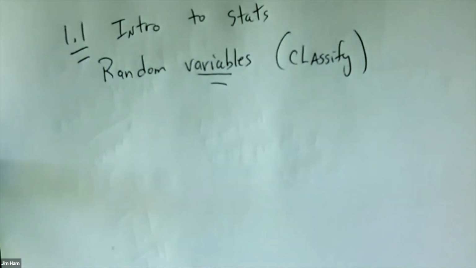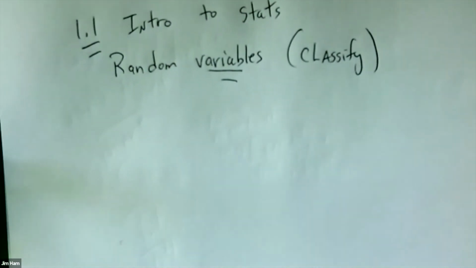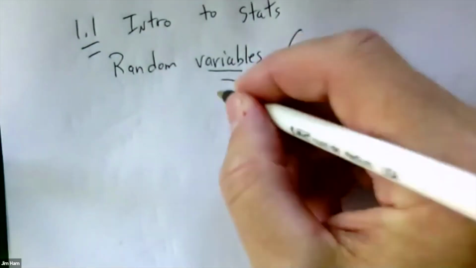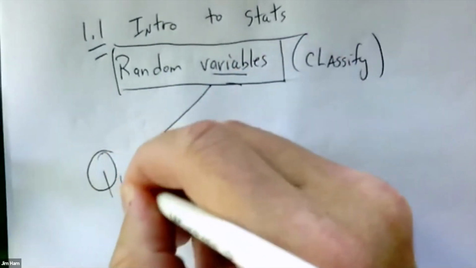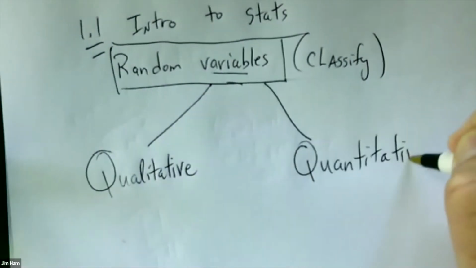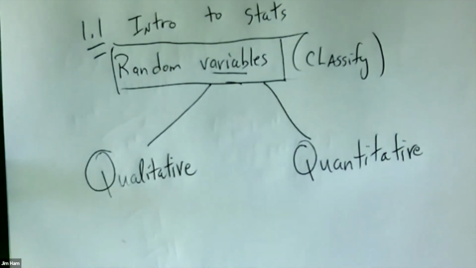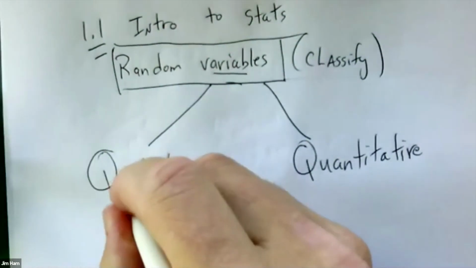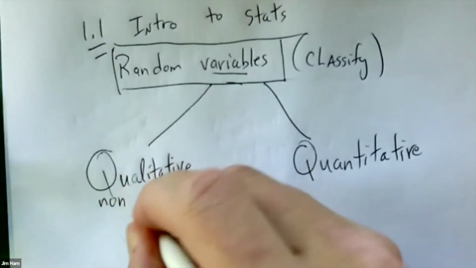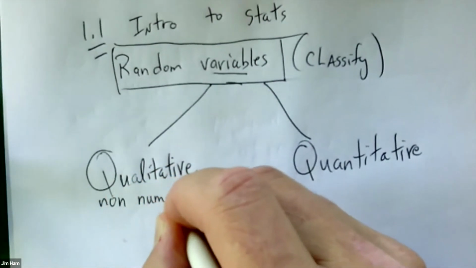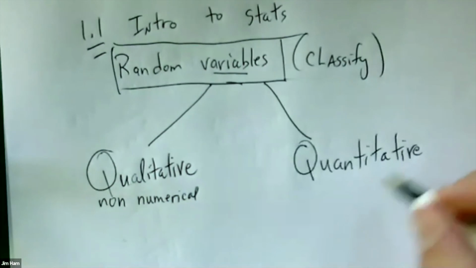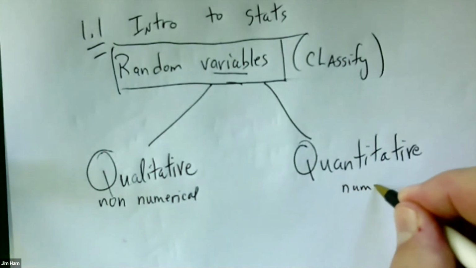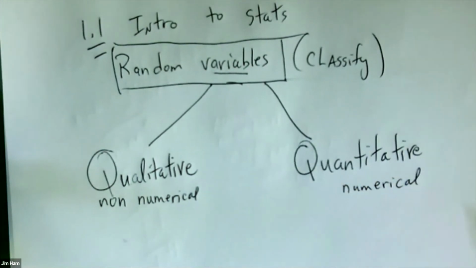All right, so the first way that we classify variables is based on whether they're numerical or not. And so for random variables, we have qualitative and quantitative. I think we did a homework exercise where we talked a little bit about this. Qualitative are non-numerical, and quantitative are numerical. Quantitative variables, think about the first part of that word, quantity.